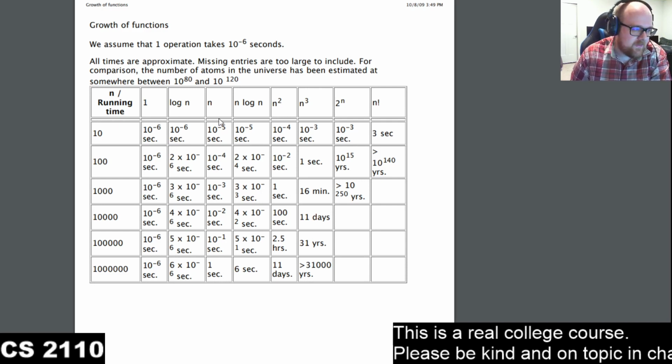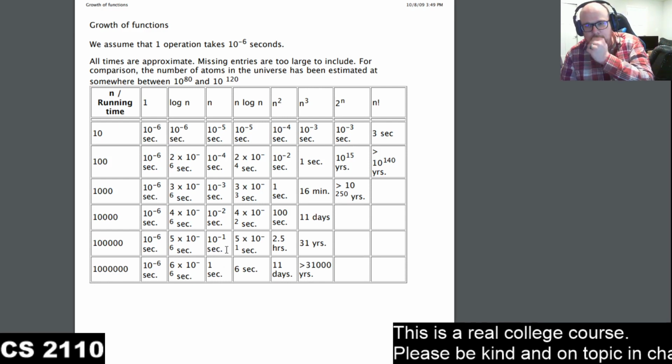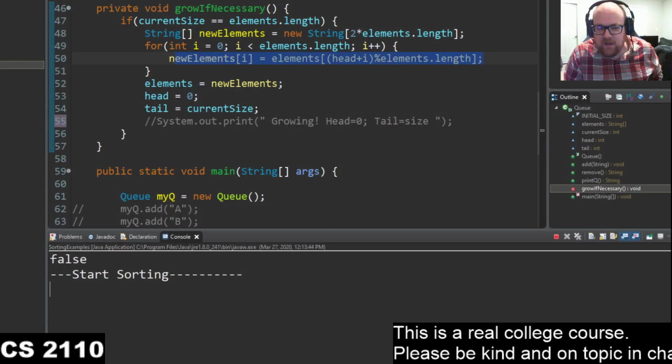Linear time, you can see that every time I increase the input by a factor of 10, the runtime slows down by the same factor, but this is still a good curve. You can do something with 1 million operations in 1 second for linear time, which makes sense. By the way, how is the sorting? That's a good question. It's not done yet.